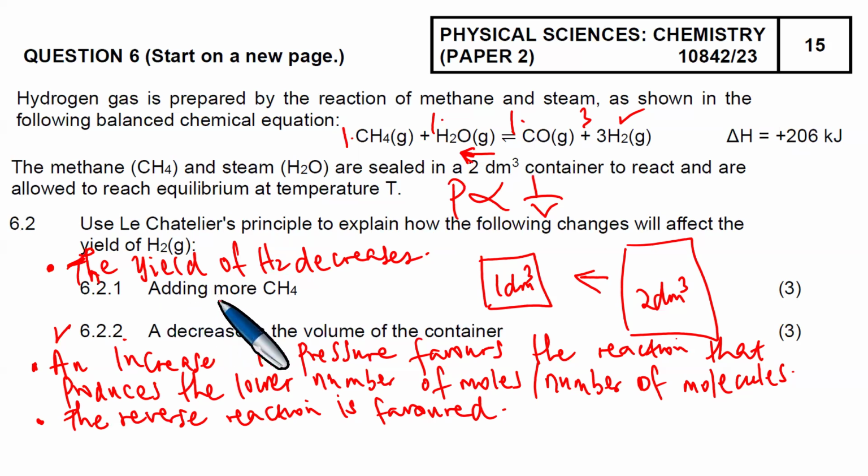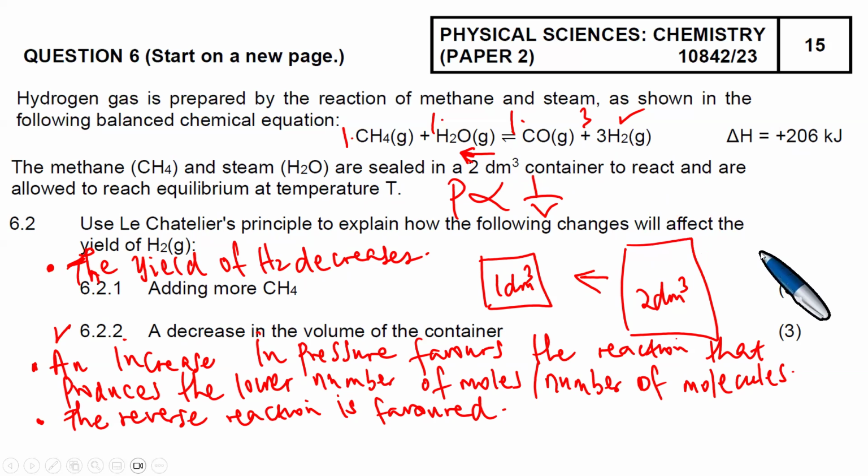If the reverse is favored, it means that we are using up the products, we are using up hydrogen, we are using up carbon monoxide, and therefore it means that the yield of H2 gas decreases. Hydrogen gas decreases. And this is our observation. We move on to the next question.